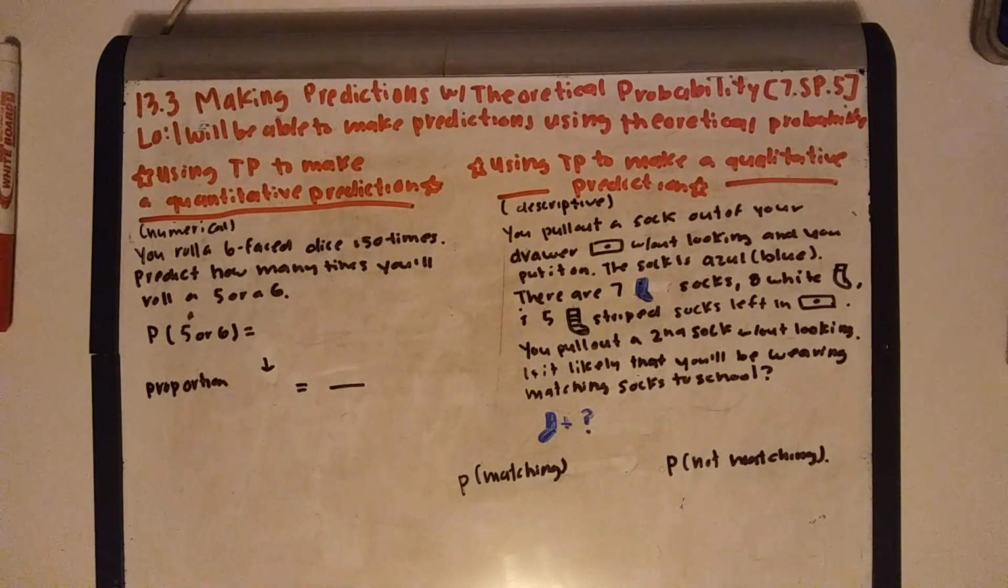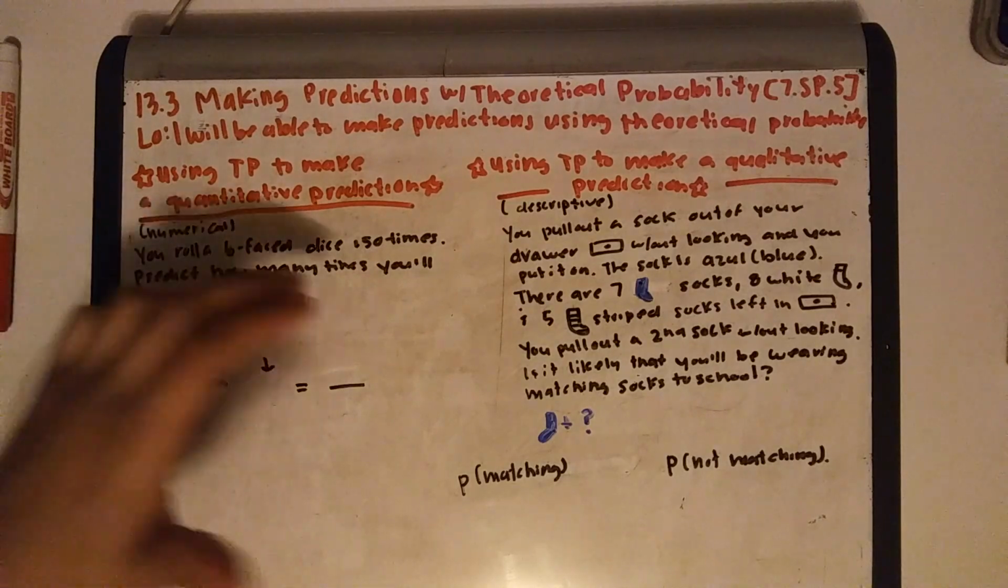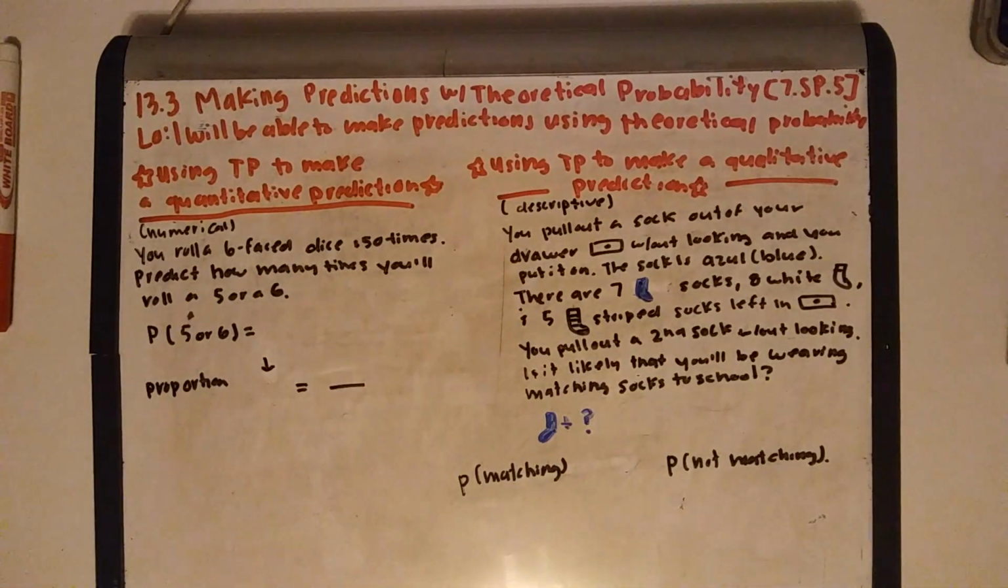Okay. So this one, TP, is short for theoretical probability. So using theoretical probability to make a quantitative prediction. Quantitative has to do with numbers. Qualitative has to do with description. Okay. So in this case, the question is, you roll a 6-faced die 150 times. Predict how many times you'll roll a 5 or a 6.